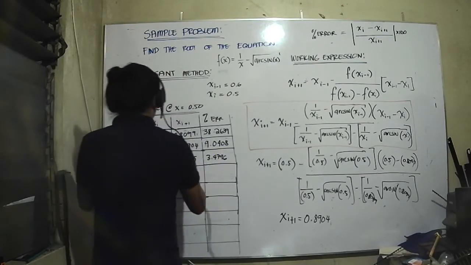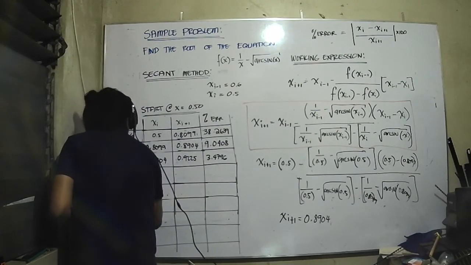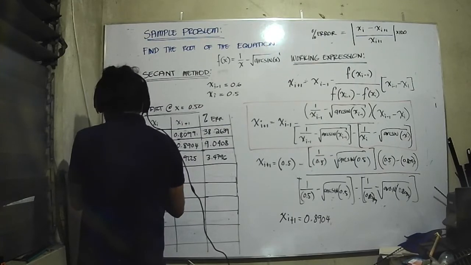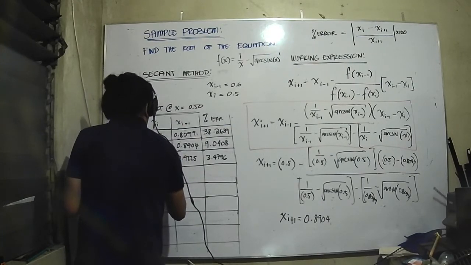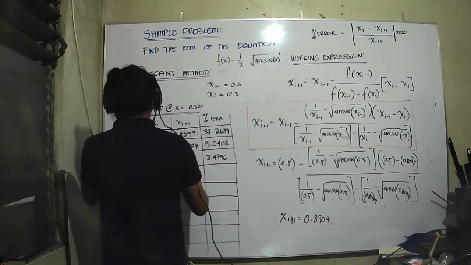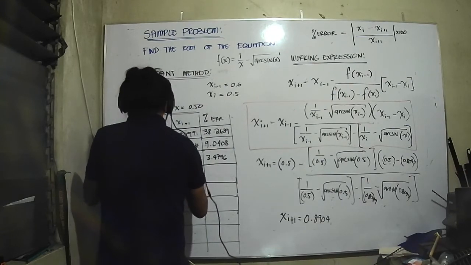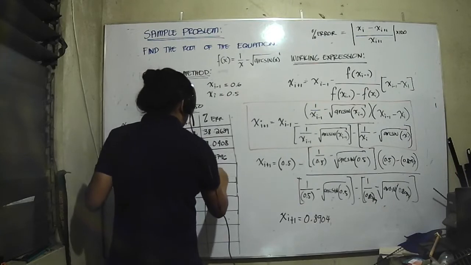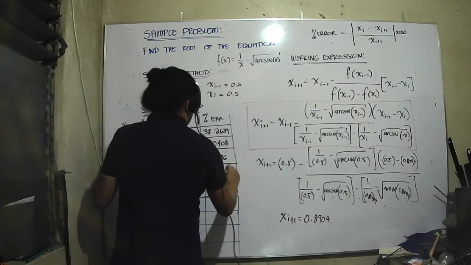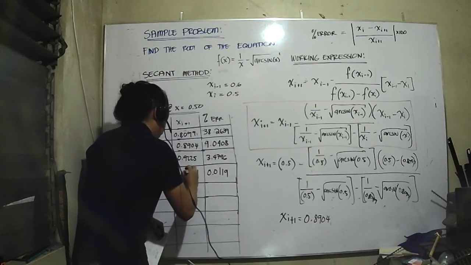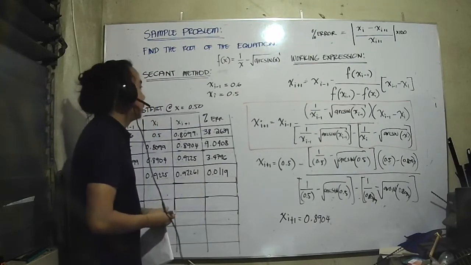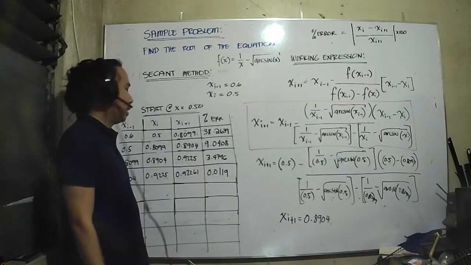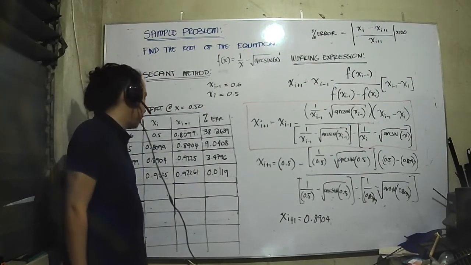So, 0.8904 and 0.9225. The new value I get is 0.92261, and our percent error is 2.661. I think that's good enough.